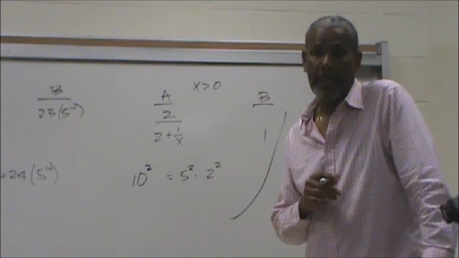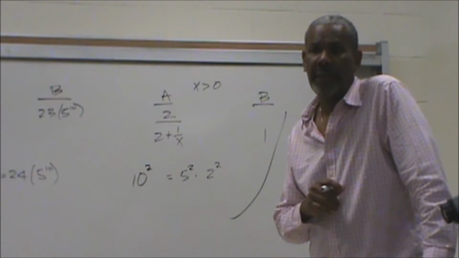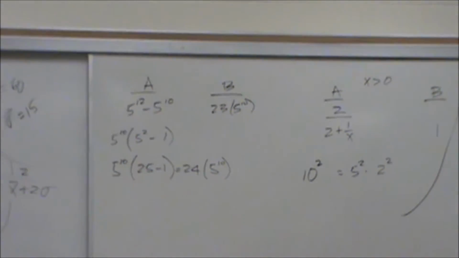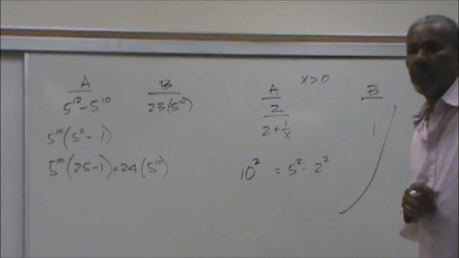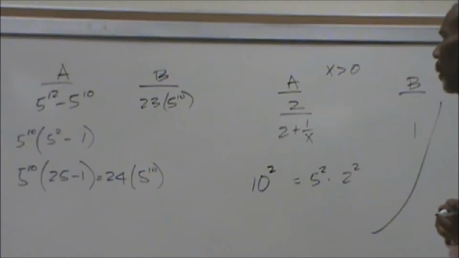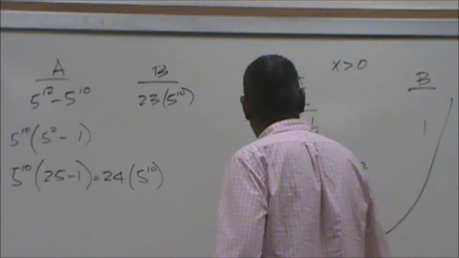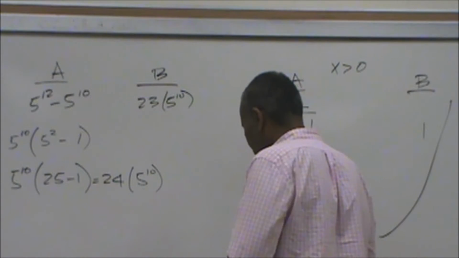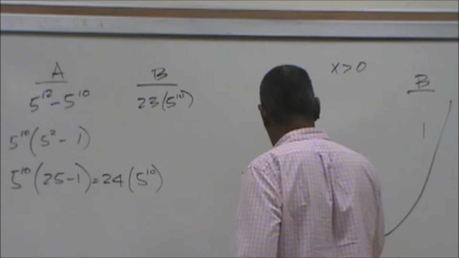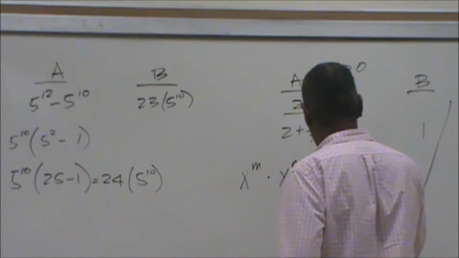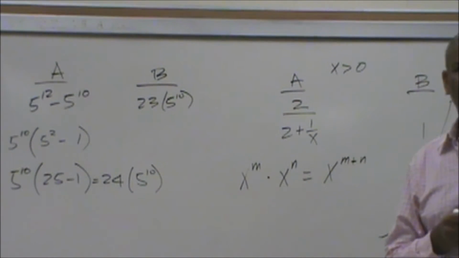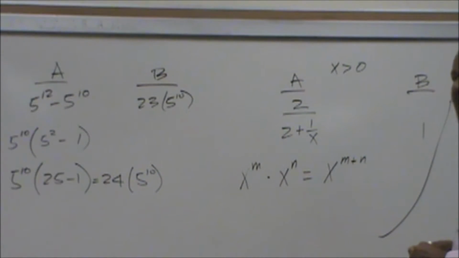So you can say 5 to the 10th power times 5 to the 2nd power equals 5 to the 12th power. Because remember, x to the m times x to the n is equal to x to the m plus n. Okay, so that's the rule.